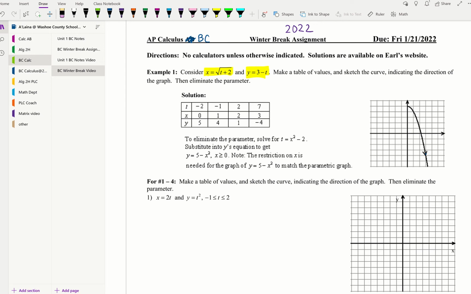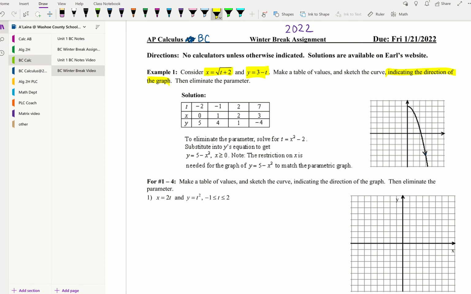And so if we want to graph them and sketch a curve, a common strategy is to make a table of values. And I think you may not have seen this in your last class, so I'll go through what that means. And then eliminate the parameter is something also students may not recognize what that's asking you to do. It's not hard, but you may not recognize it.